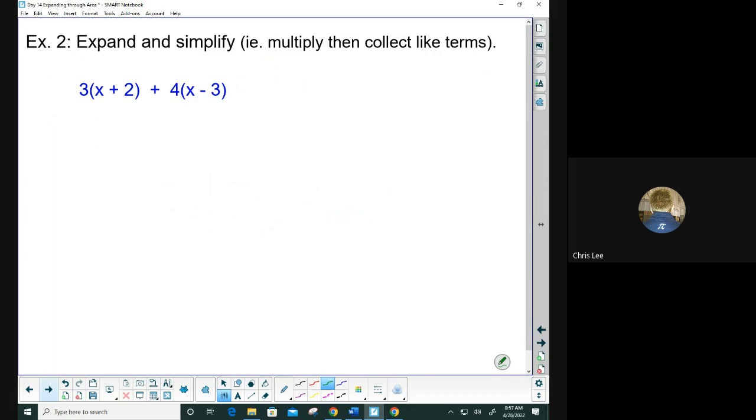So now we can start using the rules from yesterday and the rules from today to be able to simplify pretty complicated algebraic statements. And remember, the first step of algebra is learning these rules to make our life easier. So let's write down example 2. This one says expand and simplify. So what that means is we're going to multiply, use the distributive law, then collect like terms.